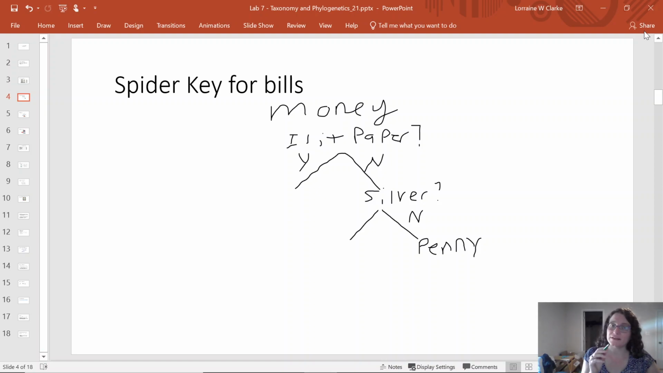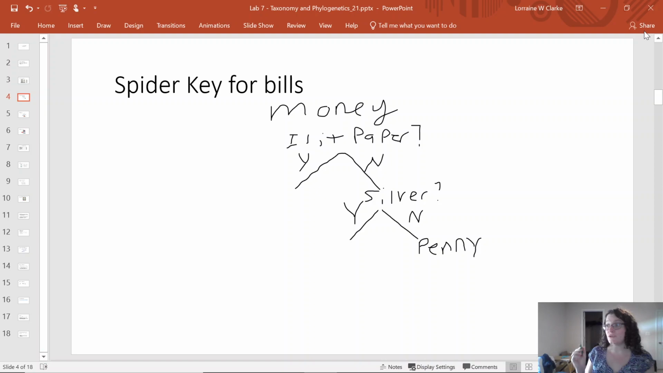So if I follow this and I say, is it paper? If I look at a penny and I'm like, wait, what is this again? What is this called? I don't know what it is. I say, is it paper? No, it's not paper. Is it silver? No, it's not silver. Oh, the only one that's not silver in these coins is the penny. So it's got to be a penny. Okay, now let's go yes over here.